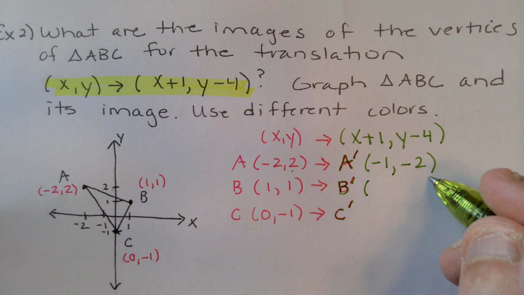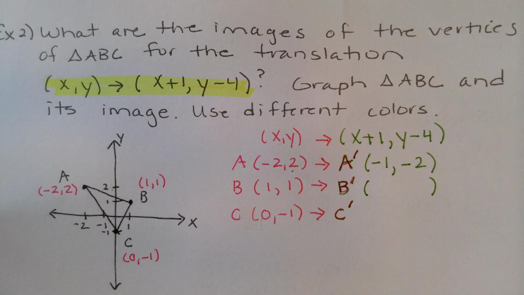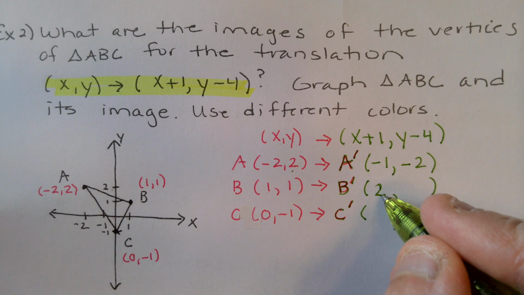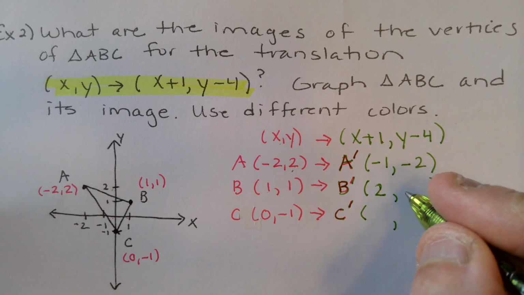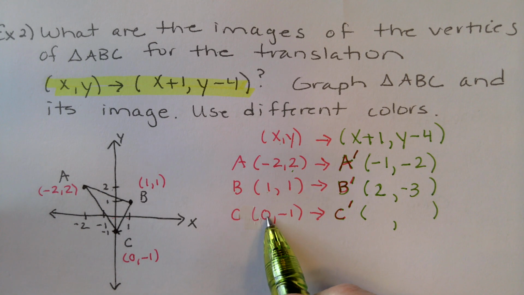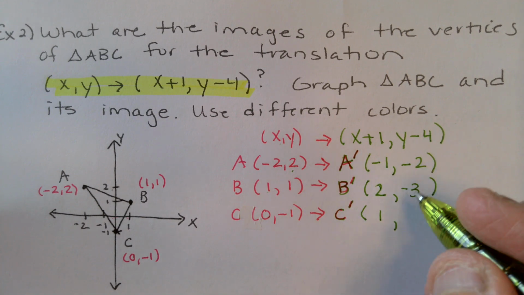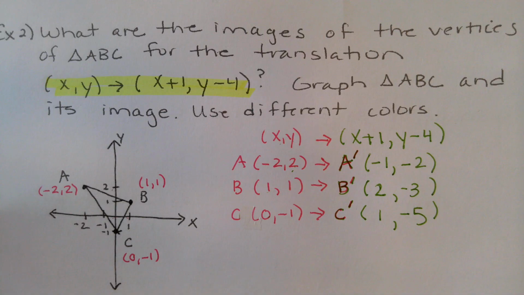B, you go ahead and get B and C, B prime and C prime. Okay, this should be just about done. If you put in the 1 here, you get 1 plus 1 is 2. If you put the 1 in here, you get 1 minus 4 is negative 3. You put a 0 in there, you get 0 plus 1 is 1. And you put a negative 1 in there, and you get negative 5. So we have our new points.